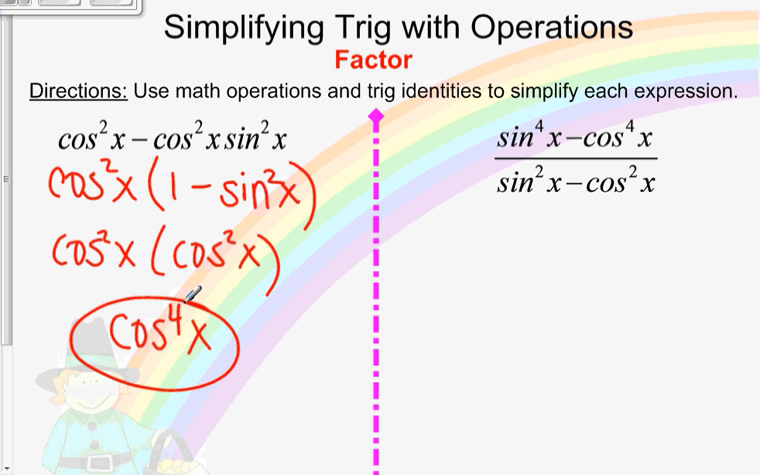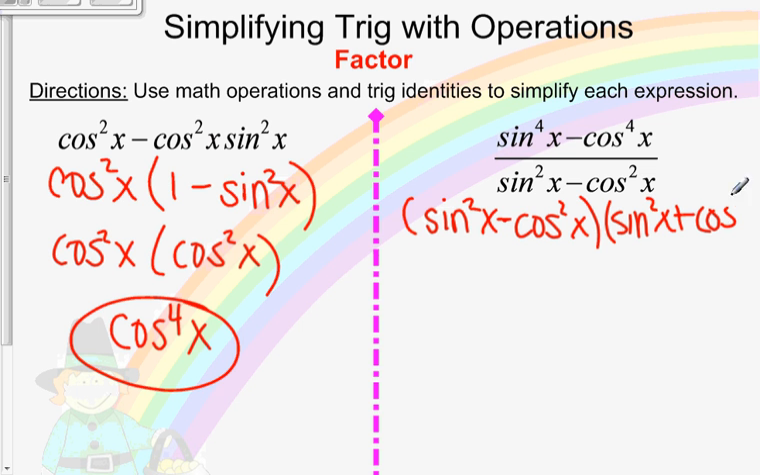Okay, looking at the second one, we got to factor the top. You could factor the bottom, but it's actually going to be more beneficial to leave it. And we'll show you why. So the top has got powers of 4, but they factor just like powers of 2 would. So we factor the top, we're going to get sine squared x minus cosine squared x times sine squared x plus cosine squared x.